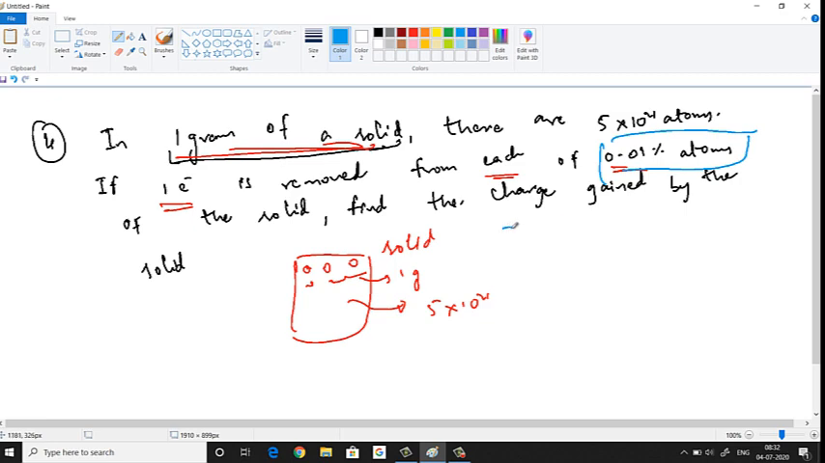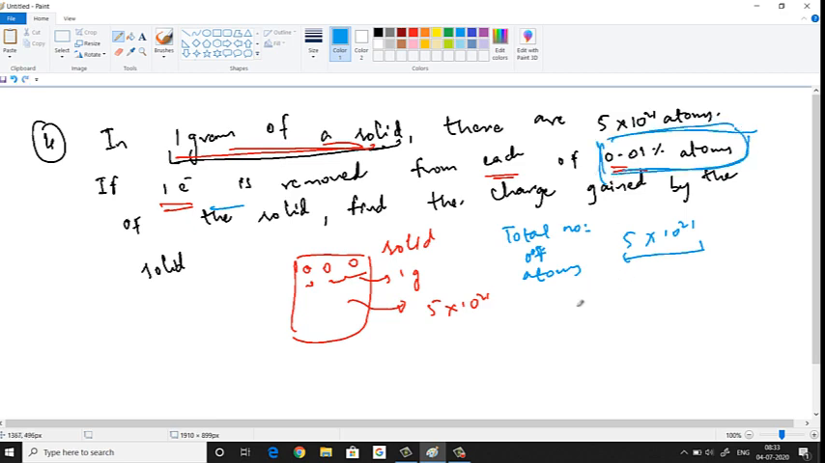So see, total number of atoms are how many? 5 into 10 power 21. Are we removing an electron from all the atoms? If we remove 1 electron from all the atoms, how many electrons will we get? 5 into 10 power 21 electrons. Is this correct? No, we are not removing so many electrons. Then what is the question? In the question it is clearly mentioned that we are removing one electron from every 0.01% atom.